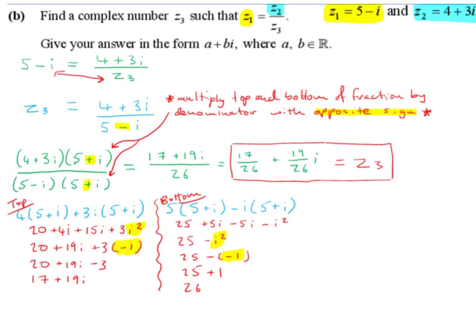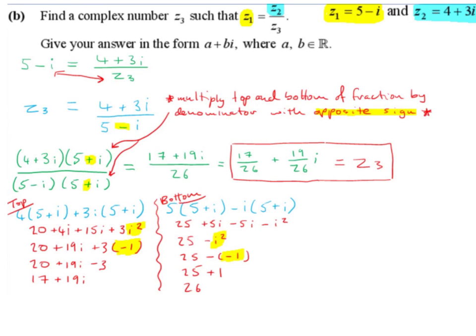So, if we substitute into this formula what we know, so we know Z1 is 5 minus I, and we know Z2 is 4 plus 3I, we don't know what Z3 is. So we swap the Z1 for 5 minus I, we swap the Z2 for 4 plus 3I, and we swap the Z3 for just Z3. So we basically want to solve for Z3. We want to get the Z3 on its own.